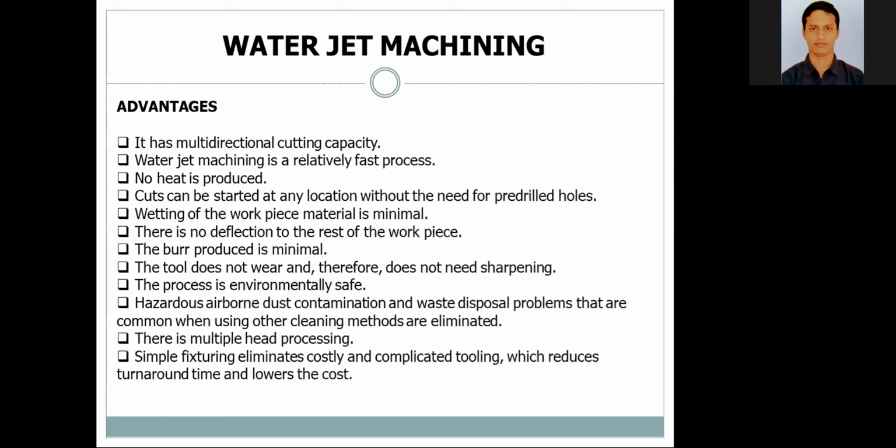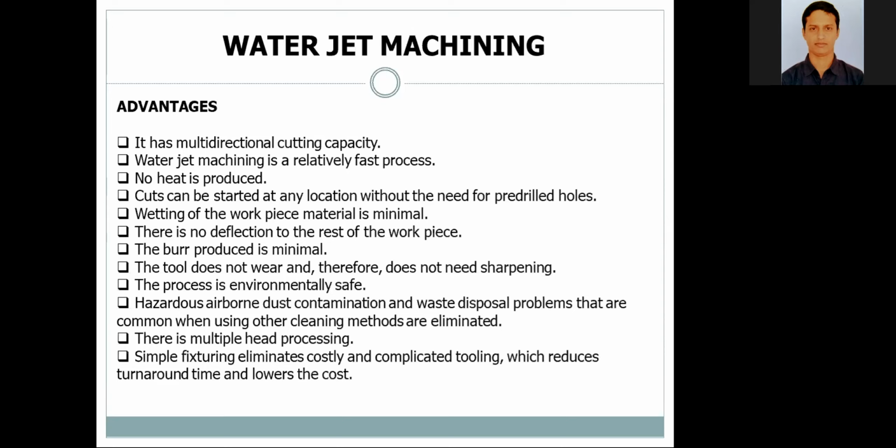Advantages of water jet machining. It has a multi-directional cutting capacity. Water jet machining is a relatively fast process. No heat is produced. Cuts can be started at any location without need of pre-drilled holes. For cutting with gas or plasma, we have to pierce a hole or cut from outside of the defined line. This is not required for water jet machining. It can directly start cutting.